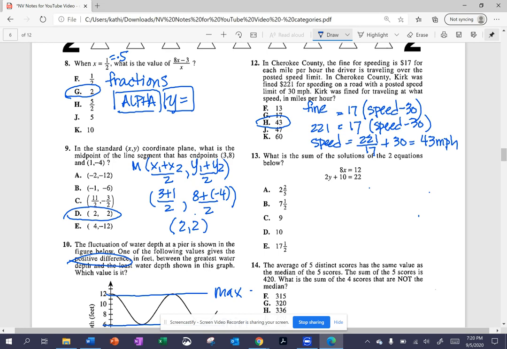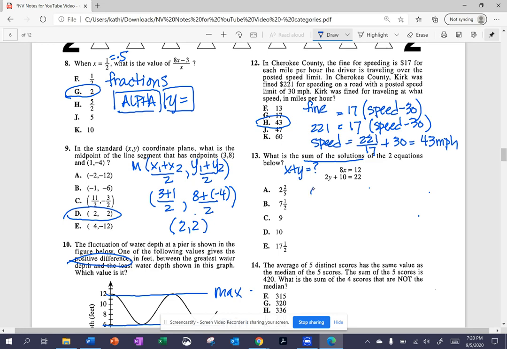13. What is the sum of the solutions of the two equations below? I'd caution you to make sure you answer the question. So it's asking for what is x plus y? So make sure you answer the question.